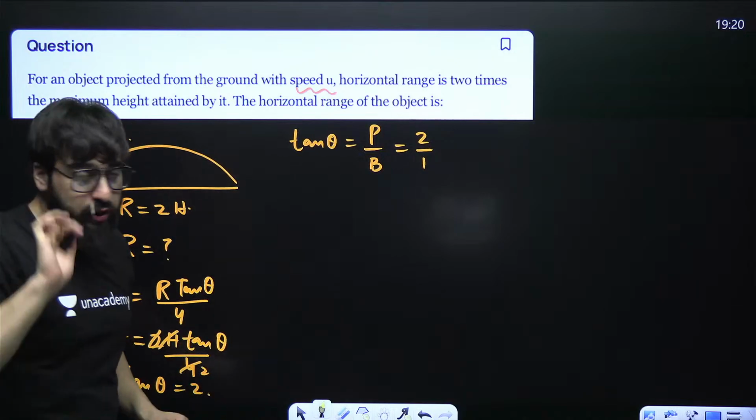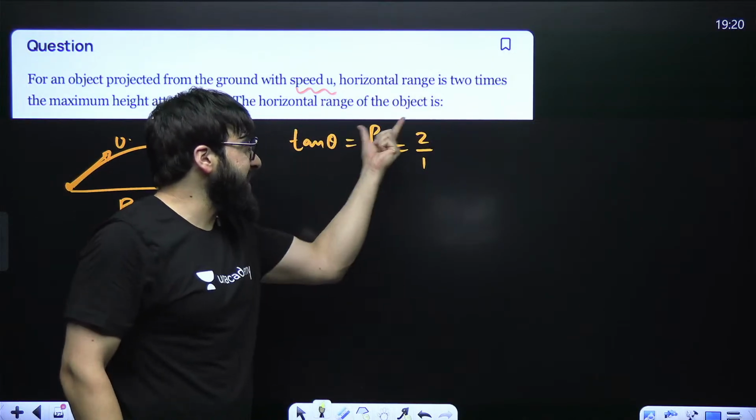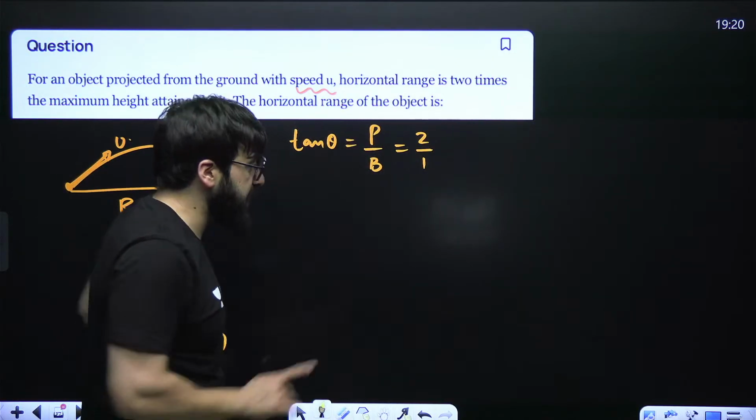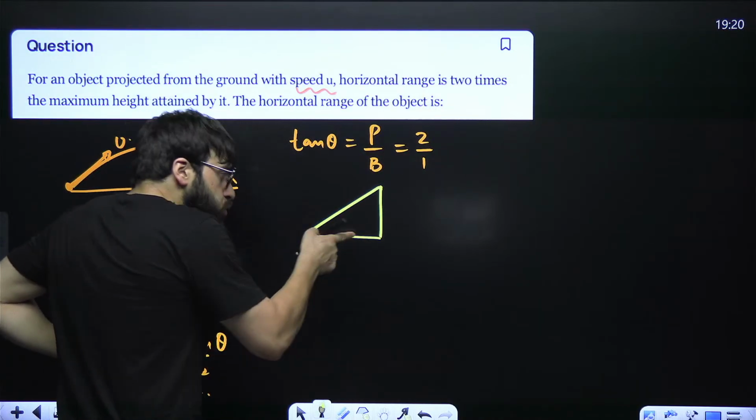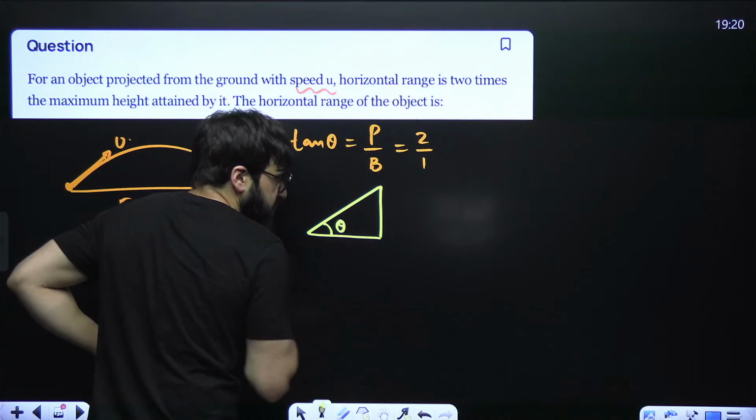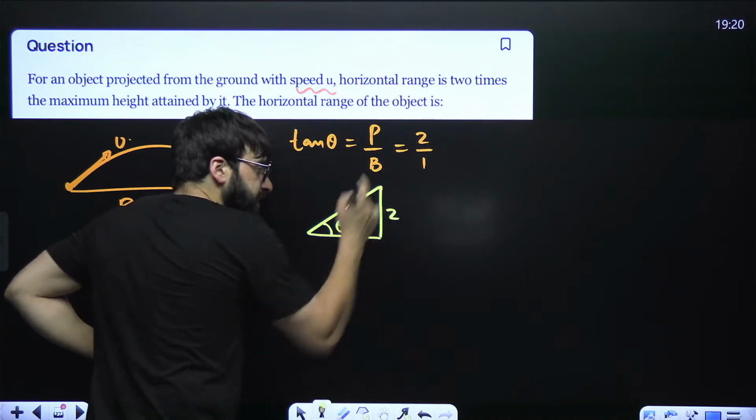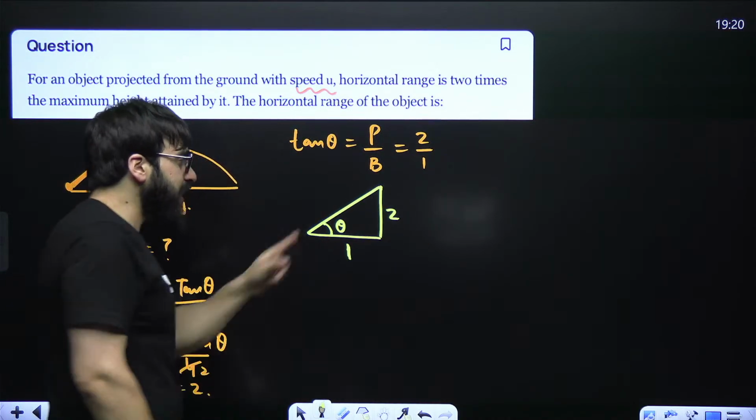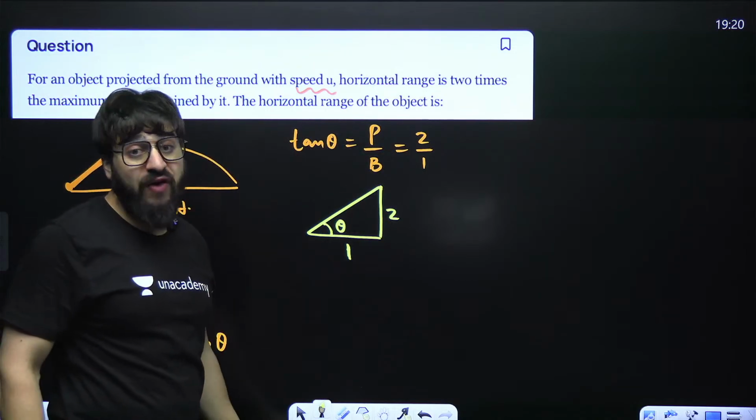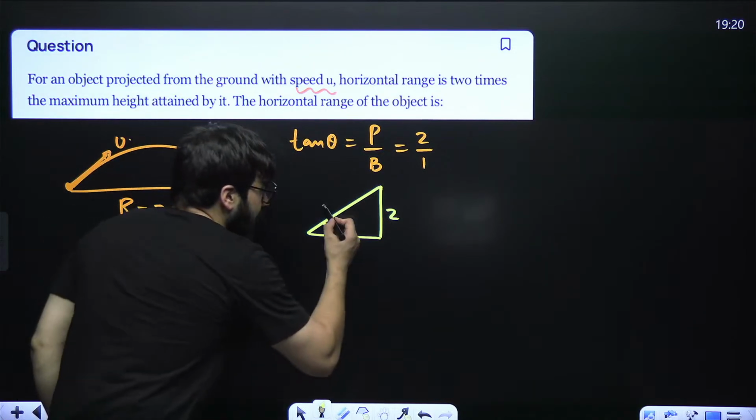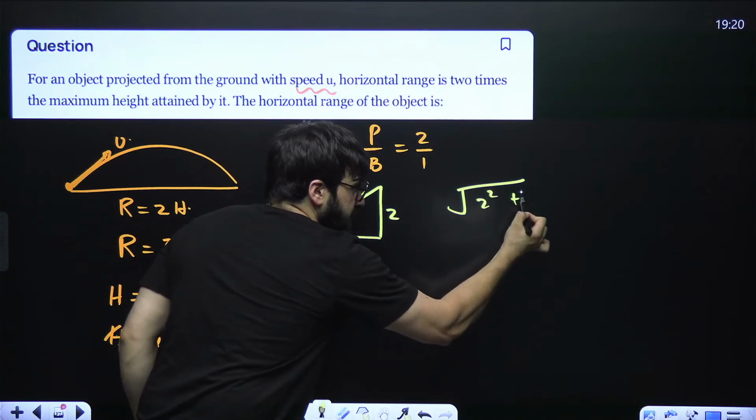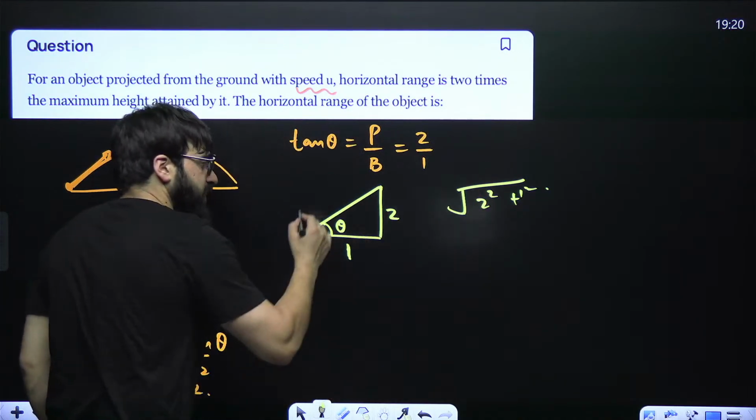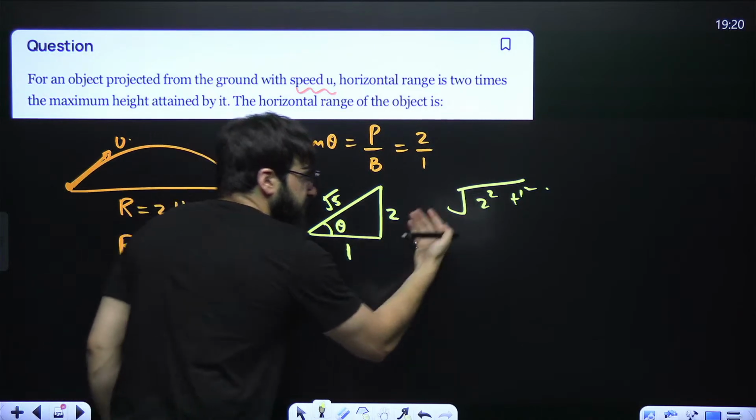I'll show you the approach over here. If tan theta is 2, meaning perpendicular by base, let's make the triangle. In this triangle, this is theta, the perpendicular is 2, the base is 1. Now, what will be the value of the hypotenuse? Hypotenuse is the root of 2 square plus 1 square, so that is 4 plus 1, that is root 5. So this is root 5.